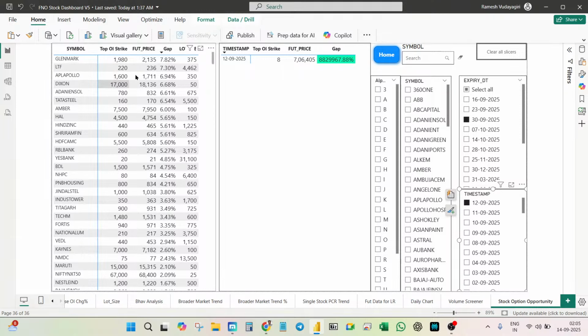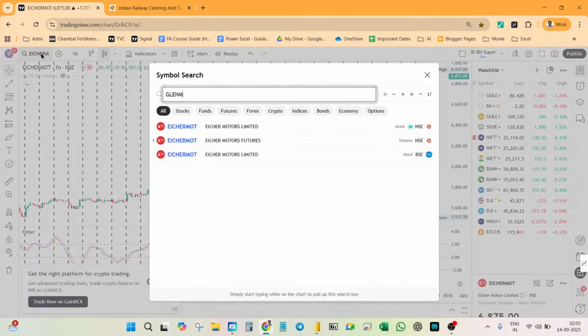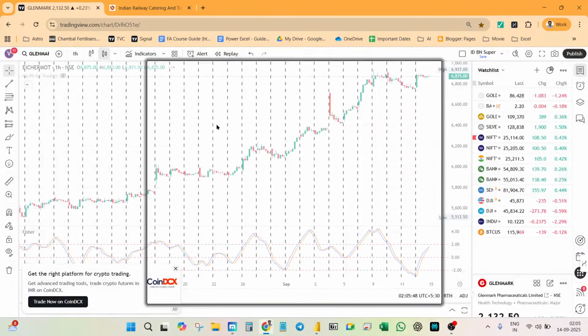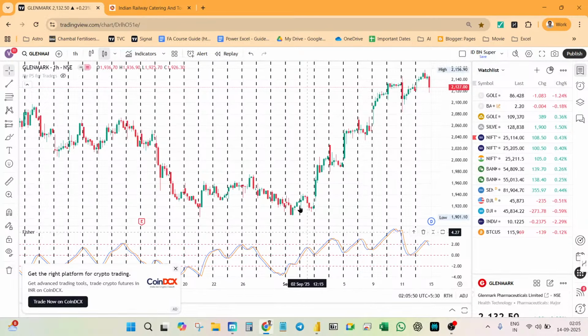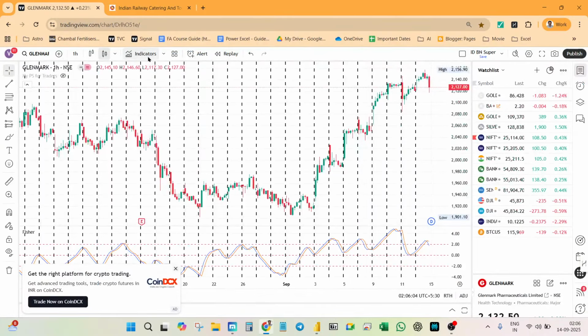Glenmark is one example. Now see the chart here. What's happening to the chart? Glenmark. Now the rally happened here from September, almost from 1900 to 140. Now here 135 is the closing price and then open interest strike 1980. So I'm expecting the price to fall for this Glenmark. So the put option of 2100 could have a very good chance that it can spike.